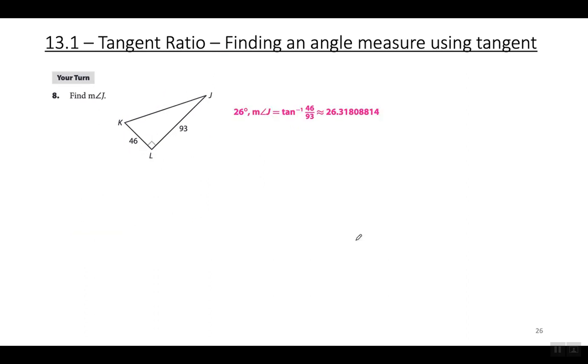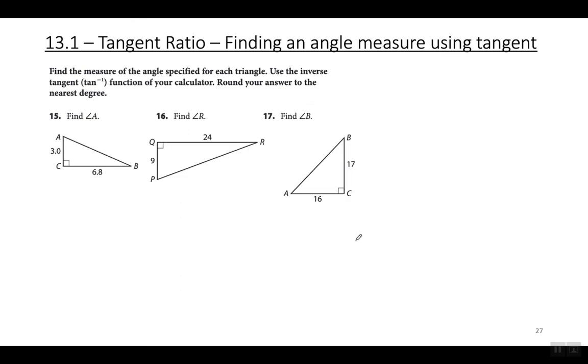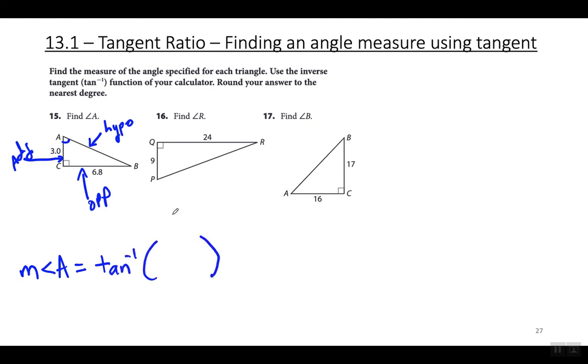Let's look at some more examples. All right, so in this one, number 15, let's find the measure of angle A, la medida de ángulo A. So from the point of view of angle A, well, this is the hypotenuse no matter what. From the point of view of angle A, this is the adjacent side, and this is the opposite side. So the measure of angle A is going to equal the inverse tangent of the opposite side divided by the adjacent side.